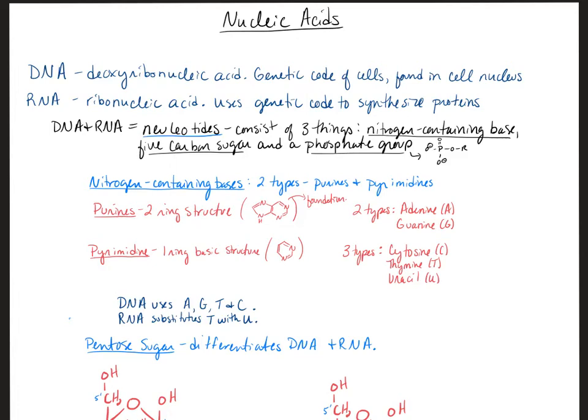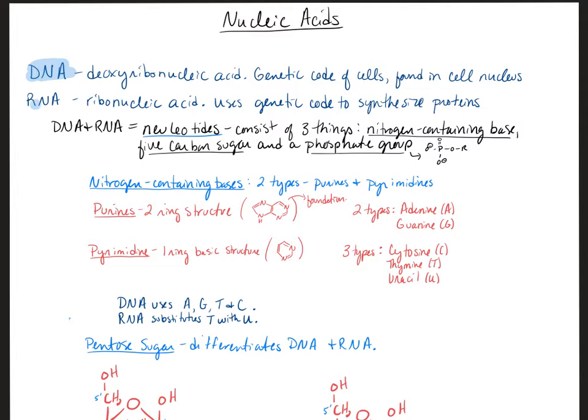Today we're going to discuss nucleic acids. So these are probably things that you've heard of before, at least I certainly hope so. We start with something called DNA, and that stands for deoxyribonucleic acid. And of course, that's the genetics code of cells, and that's found in the nucleus of the cell.